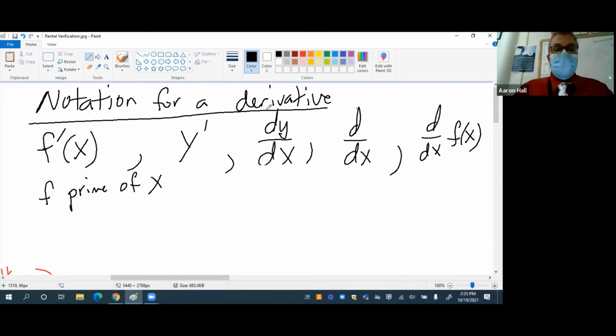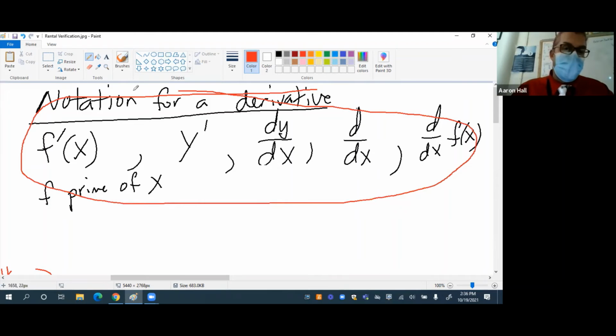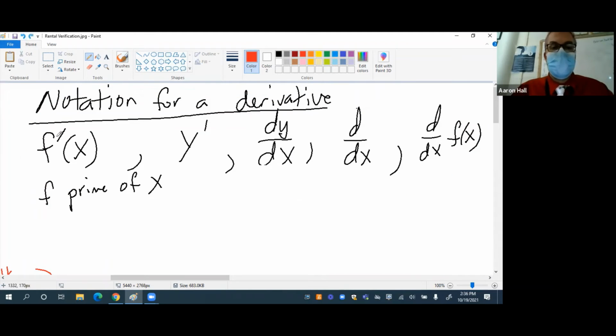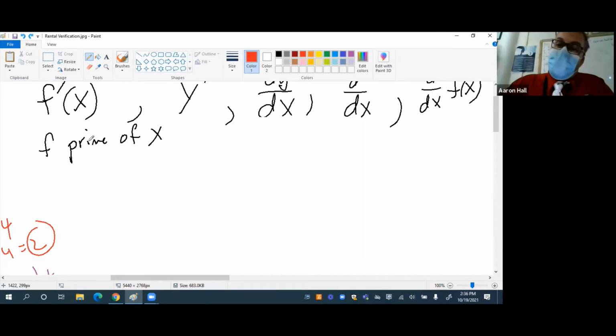So, any questions about the notation? Which one's the most important? Which of these is the most important? They're all important. You have to learn all of them. And I'll try to use these interchangeably throughout this class so you get used to it.